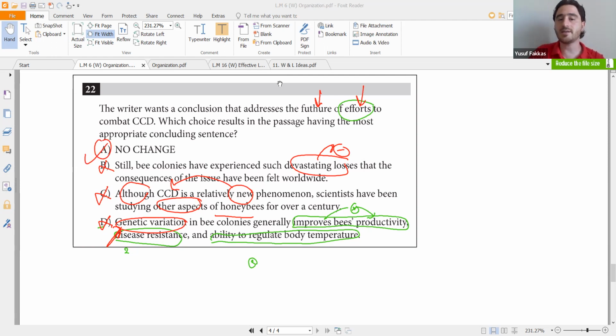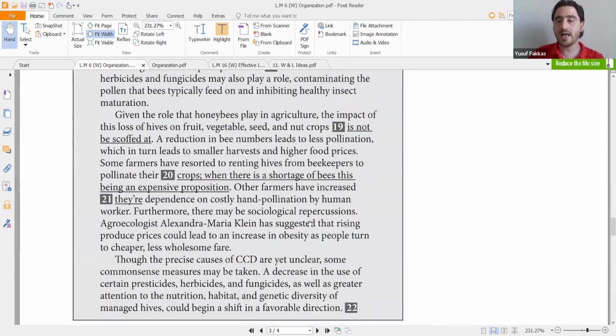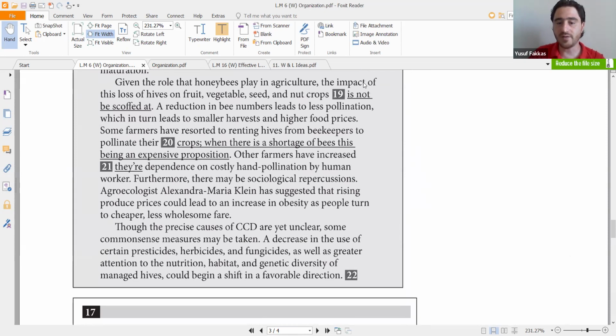Now we go to the sentence that's already there in the paragraph, and let's see how does it show us the future of efforts. Look, first of all, a decrease in the use of certain pesticides, herbicides, and fungicides. That's the first effort. What should we do? We should decrease our use of these three things: pesticides, herbicides, fungicides. Okay, what else? As well as, in addition to, greater attention to the nutrition, habitat, and genetic diversity of managed hives.